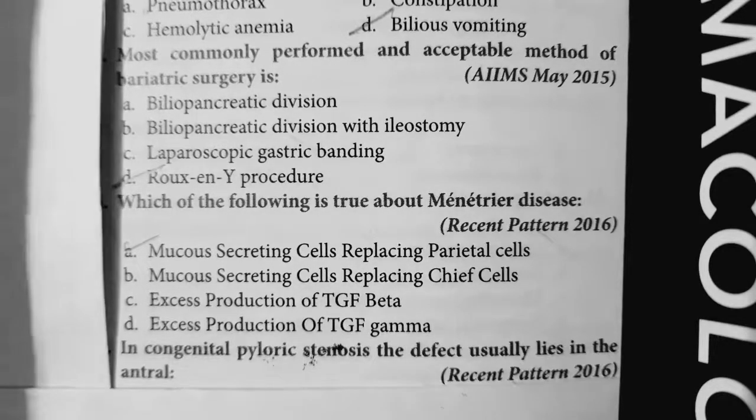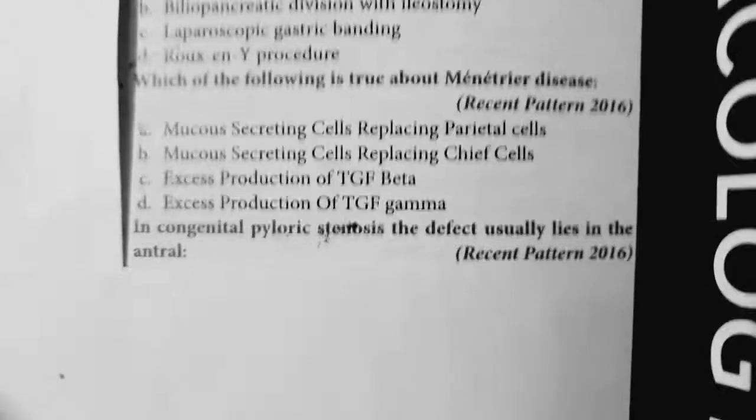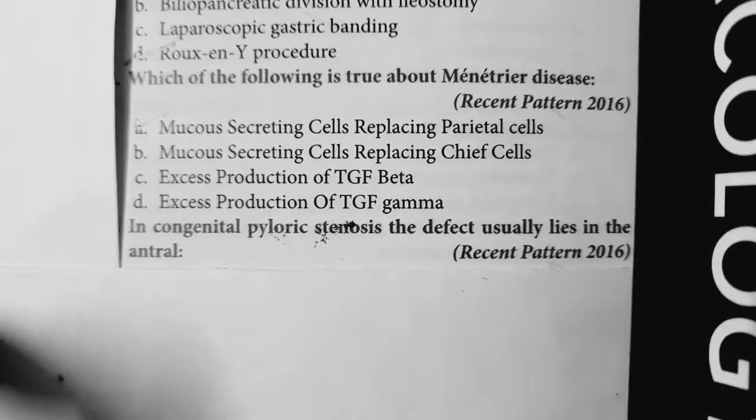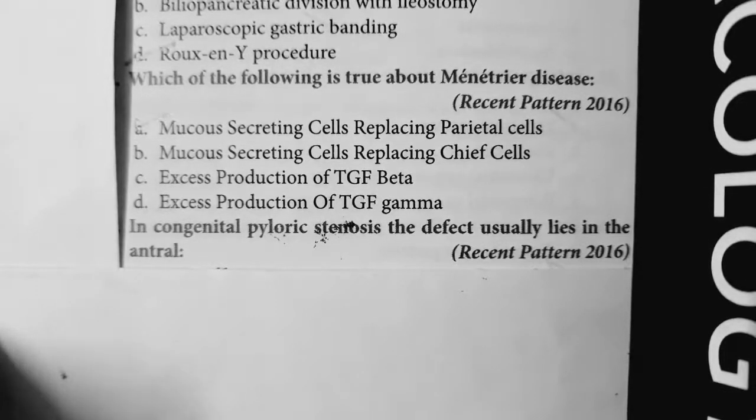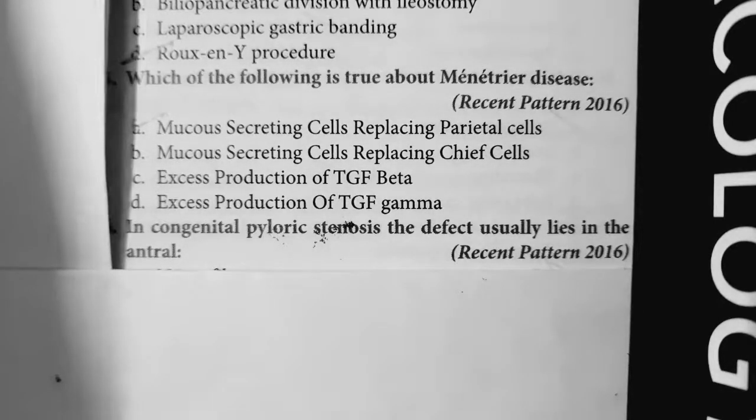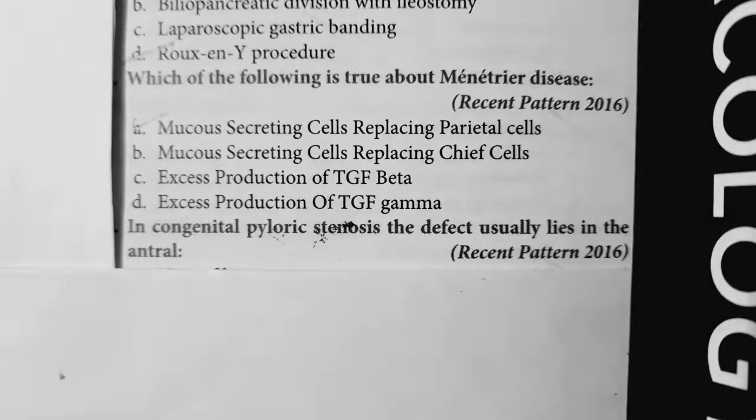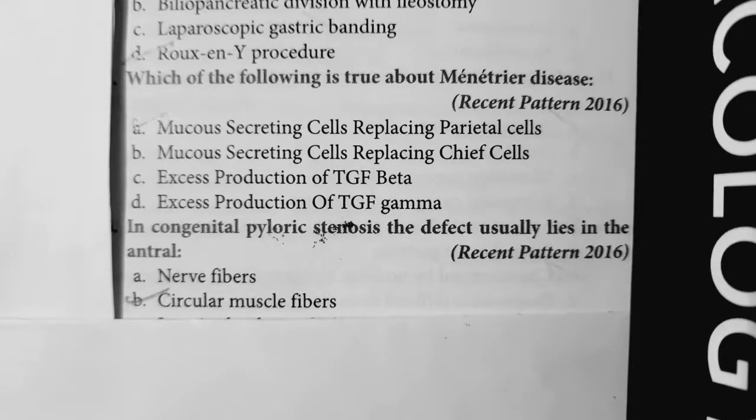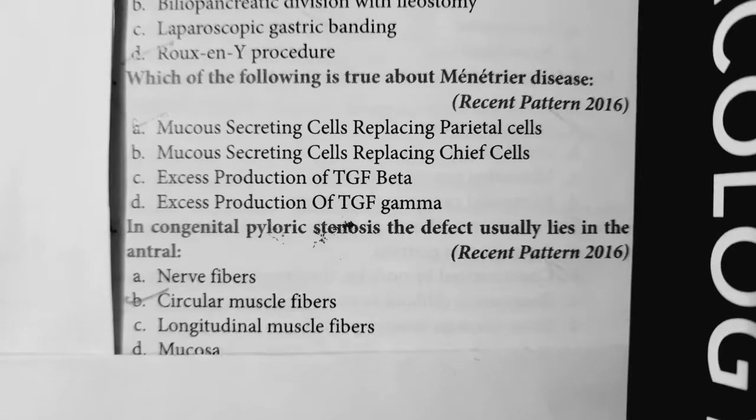Then question number 7. In congenital pyloric stenosis, the defect usually lies in the antrum. In congenital pyloric stenosis, the defect is mainly circular muscle hypertrophy. So here antral circular muscles are mainly responsible for congenital pyloric stenosis.